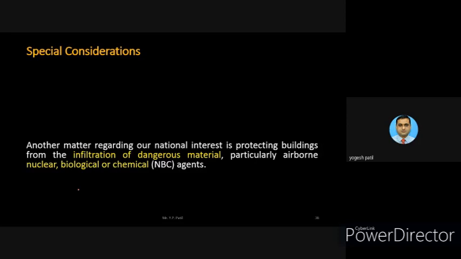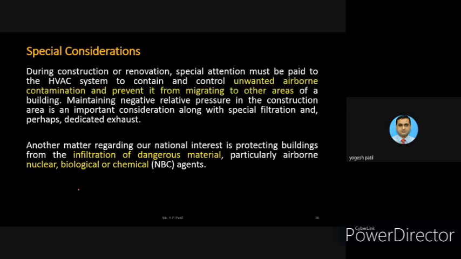Another matter regarding our national interest is protecting buildings. First is this. During construction or renovation, special attention must be paid to the HVAC system to contain and control unwanted airborne contamination. Yes, we already discussed this, but this is especially during construction and renovation. In that type of action, we know that there is much unwanted airborne contamination present, and that should not migrate to any other area of the building.